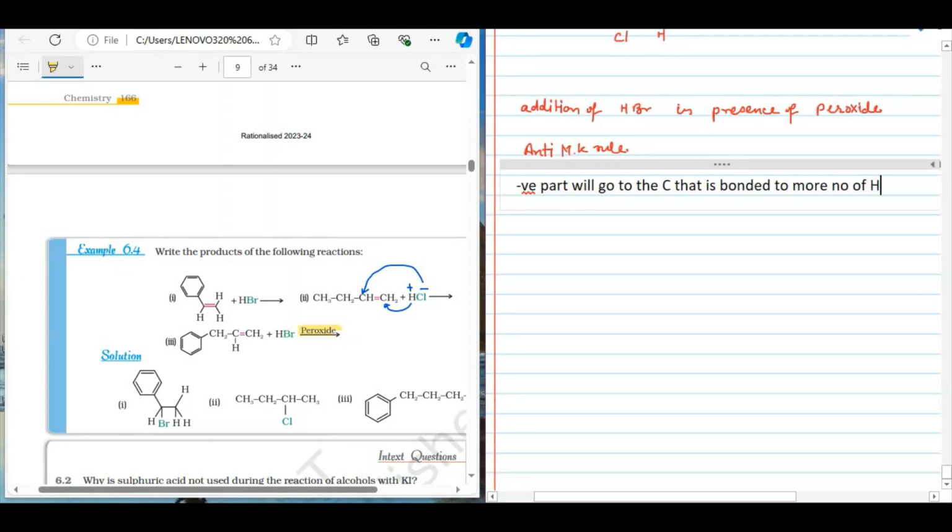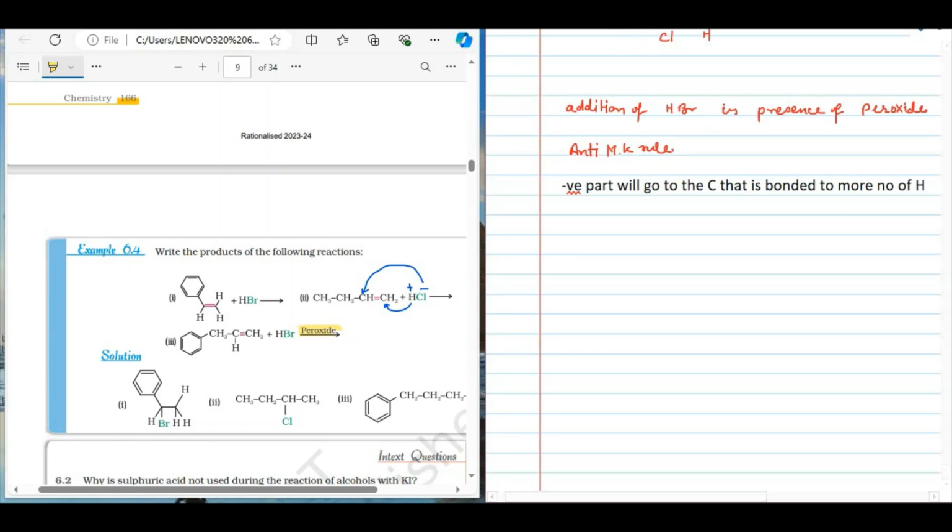So this is the anti-Markovnikov rule. Now identify which carbon is bonded to more number of hydrogens. Here this carbon is bonded to more number of hydrogens, and Br is the negative part, H is the positive part of the reagent. So now the negative part will go to the first carbon and the positive part will go to the second carbon.